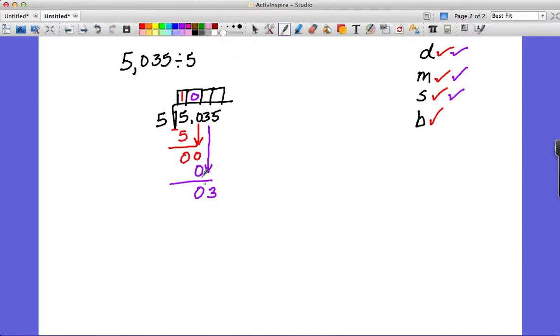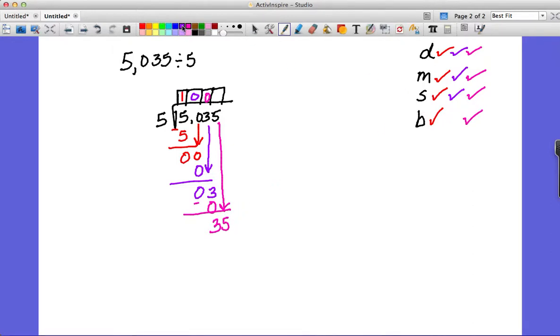Right, now we can keep going. So 5 goes into 3 0 times. Let's divide. 0 times 5 is 0. It's the multiply. 3 minus 0 is 3. That's the subtract. And now I have to bring down the 5.